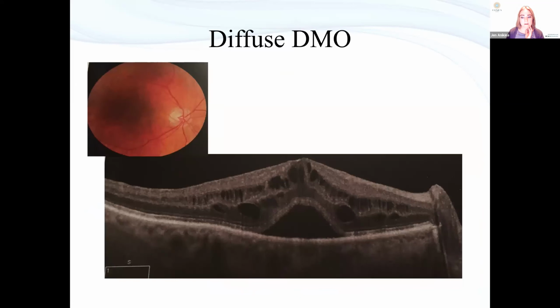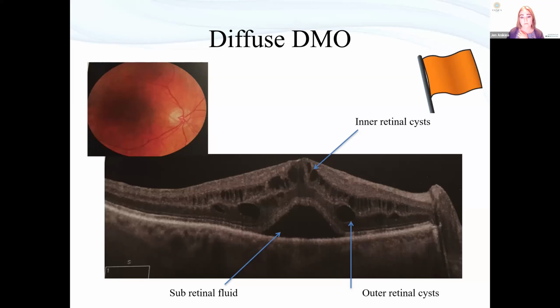So this is the kind of DMO that is our heart sink DMO. And when we see this, we sort of know that there isn't going to be an awful lot we can do for the patient. We can try and reduce the fluid with injections, but the vision often is compromised. So you've got these inner retinal cysts which persist. You've got the subretinal fluid and outer retinal cysts. So the whole retina is quite sick. Okay, we do want to see this, but the effectiveness of treatment is often not great.